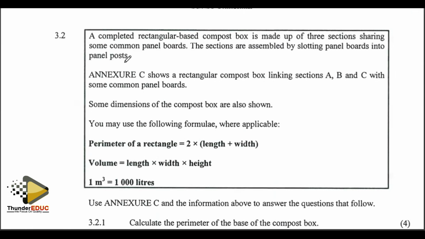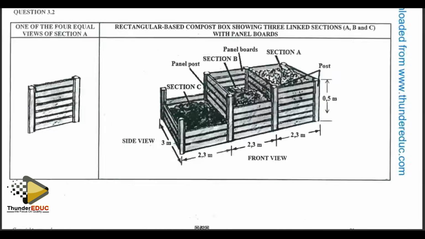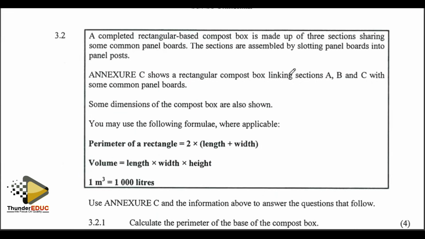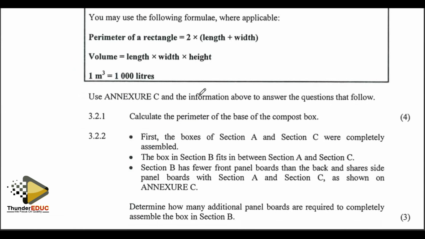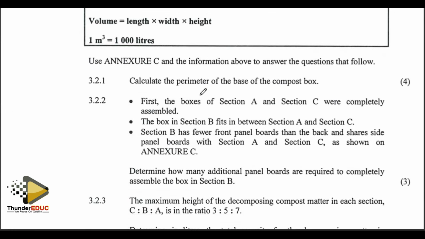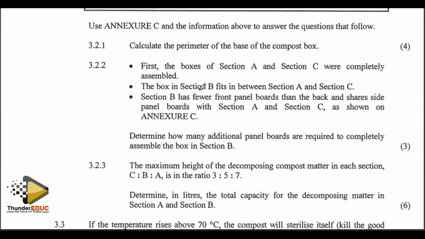Okay. So annexure C shows a rectangular composite box, this one here, and composite box linking section A, B, and C with same common panel boards. Some dimensions of the composite box are also shown. You may use the following formulae where applicable. Perimeter of a rectangle equals 2 into L plus width, volume equals length times width times height, 1 meter cubed equals 1,000 liters. Use annexure C and the information above to answer the following question. Calculate the perimeter of the base composite box.